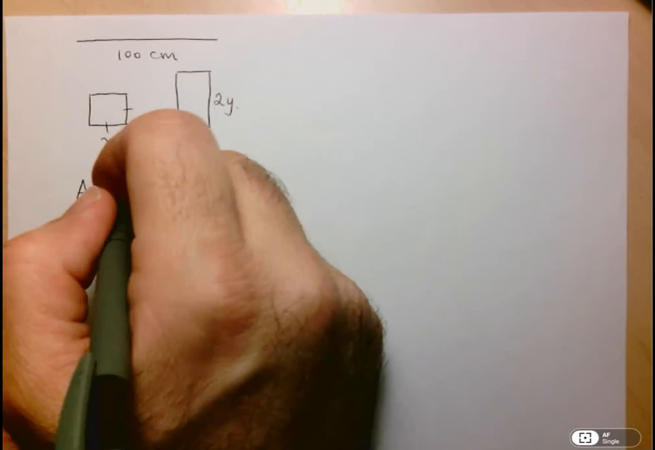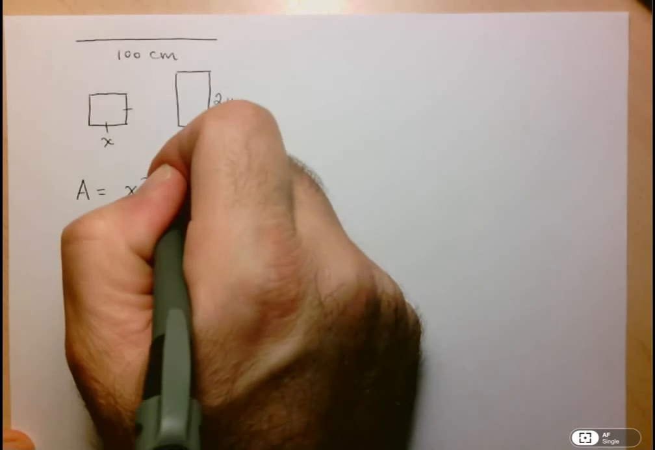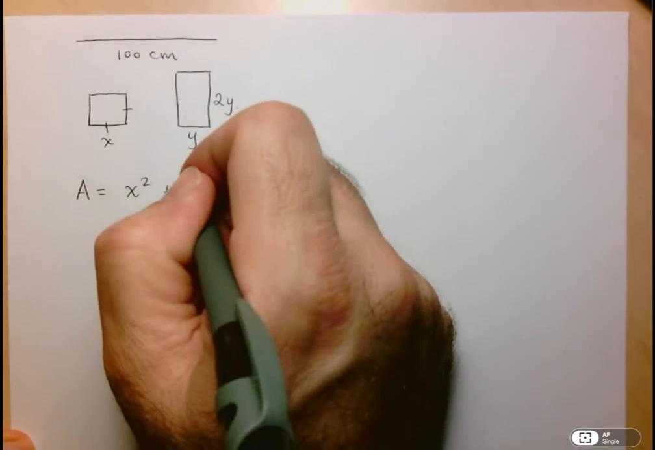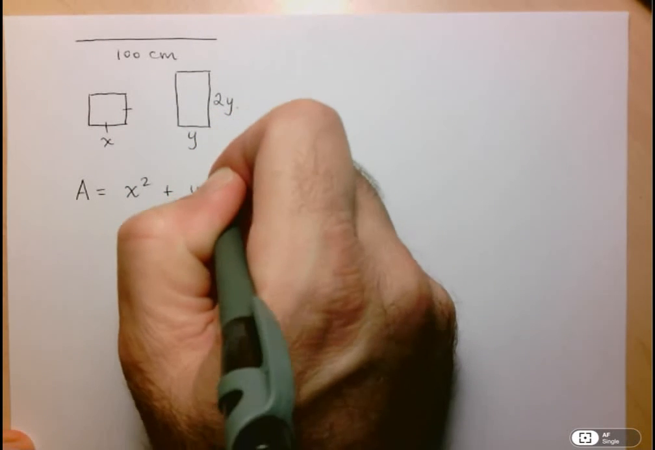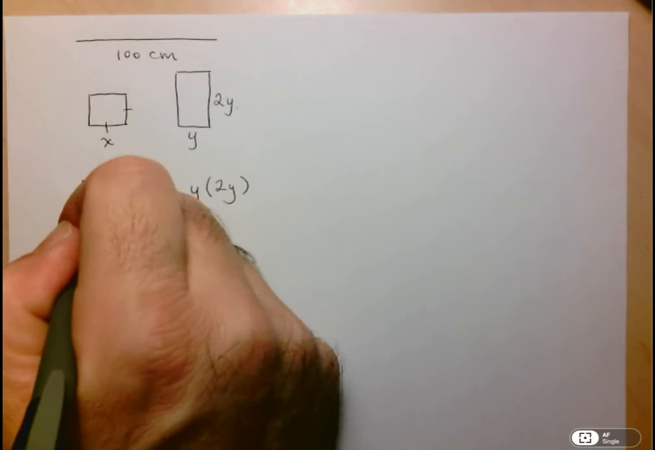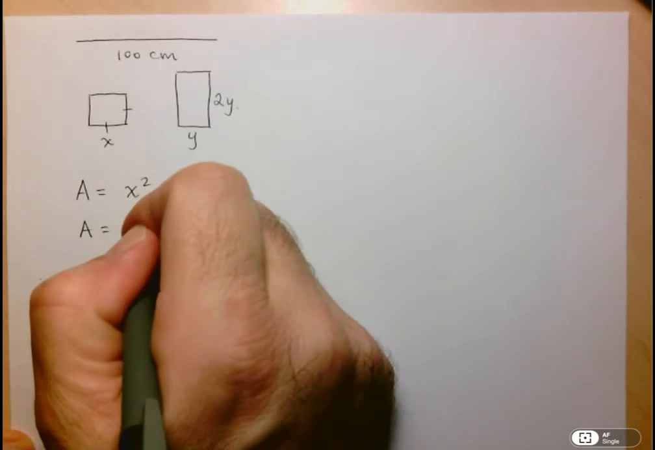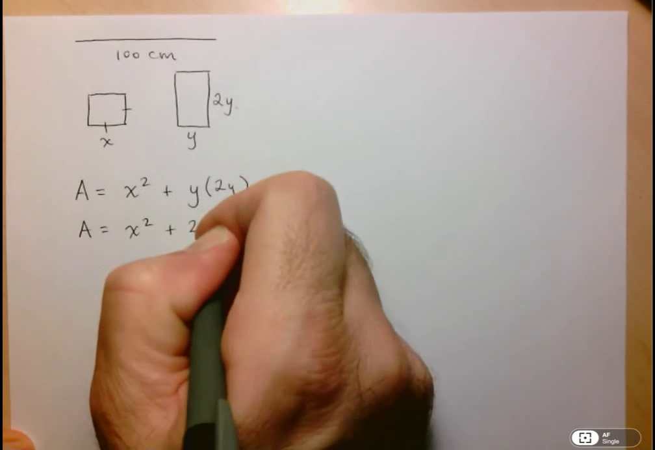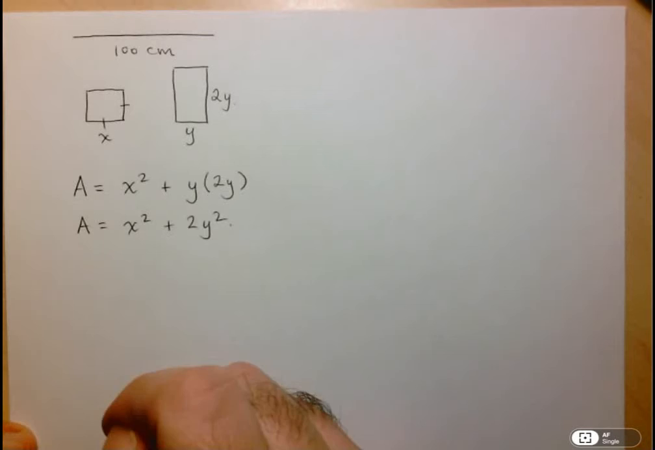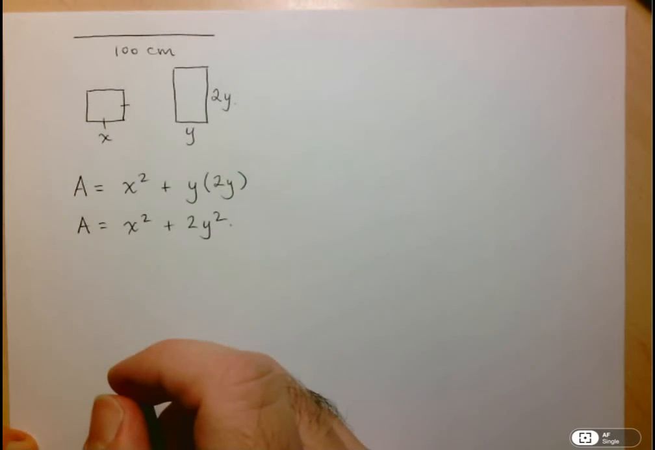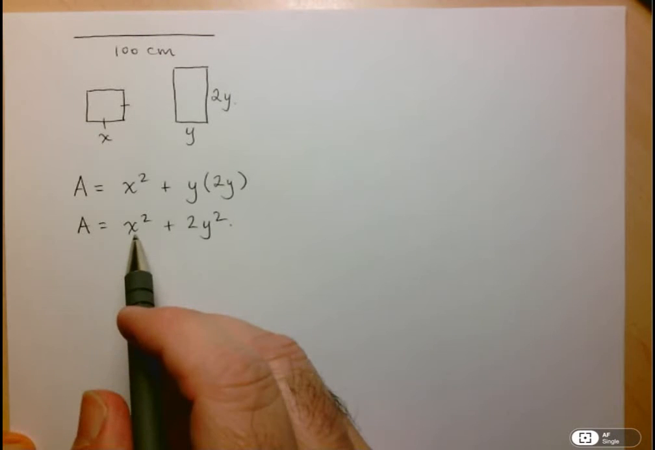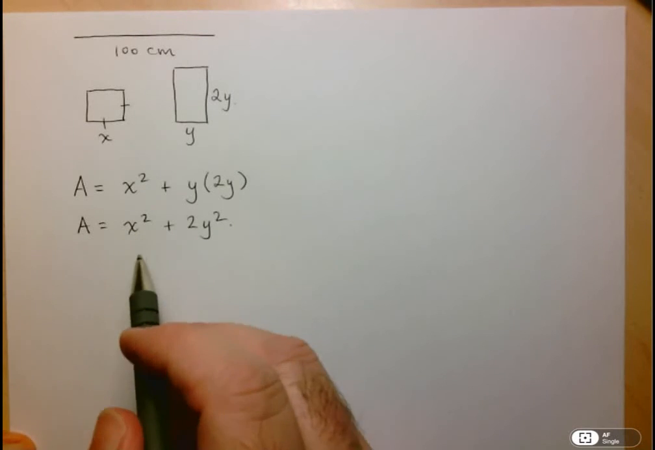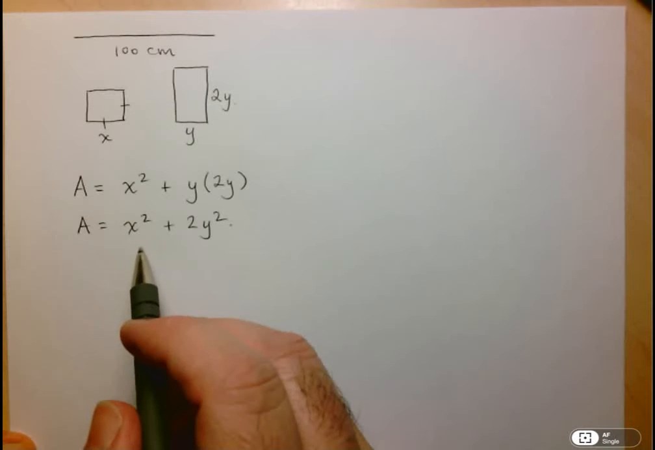The area of the first will just be X squared. And then we'll add to that the area of the second, which will just be Y, the length, times 2Y, the width. So the function that we have to minimize is X squared plus 2Y squared. But as we've seen fairly often now, we have a function given in terms of two variables, and we need to rewrite that in terms of one variable.